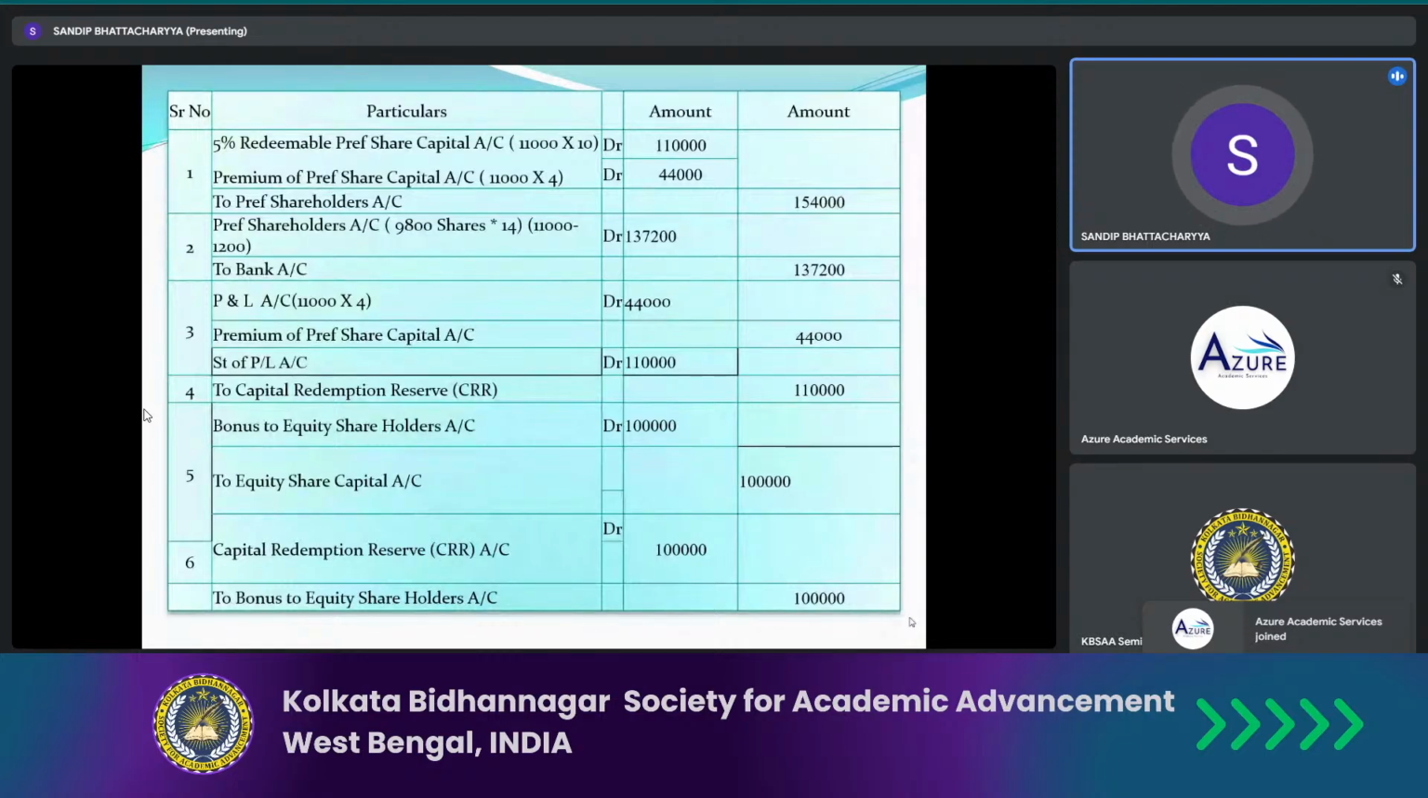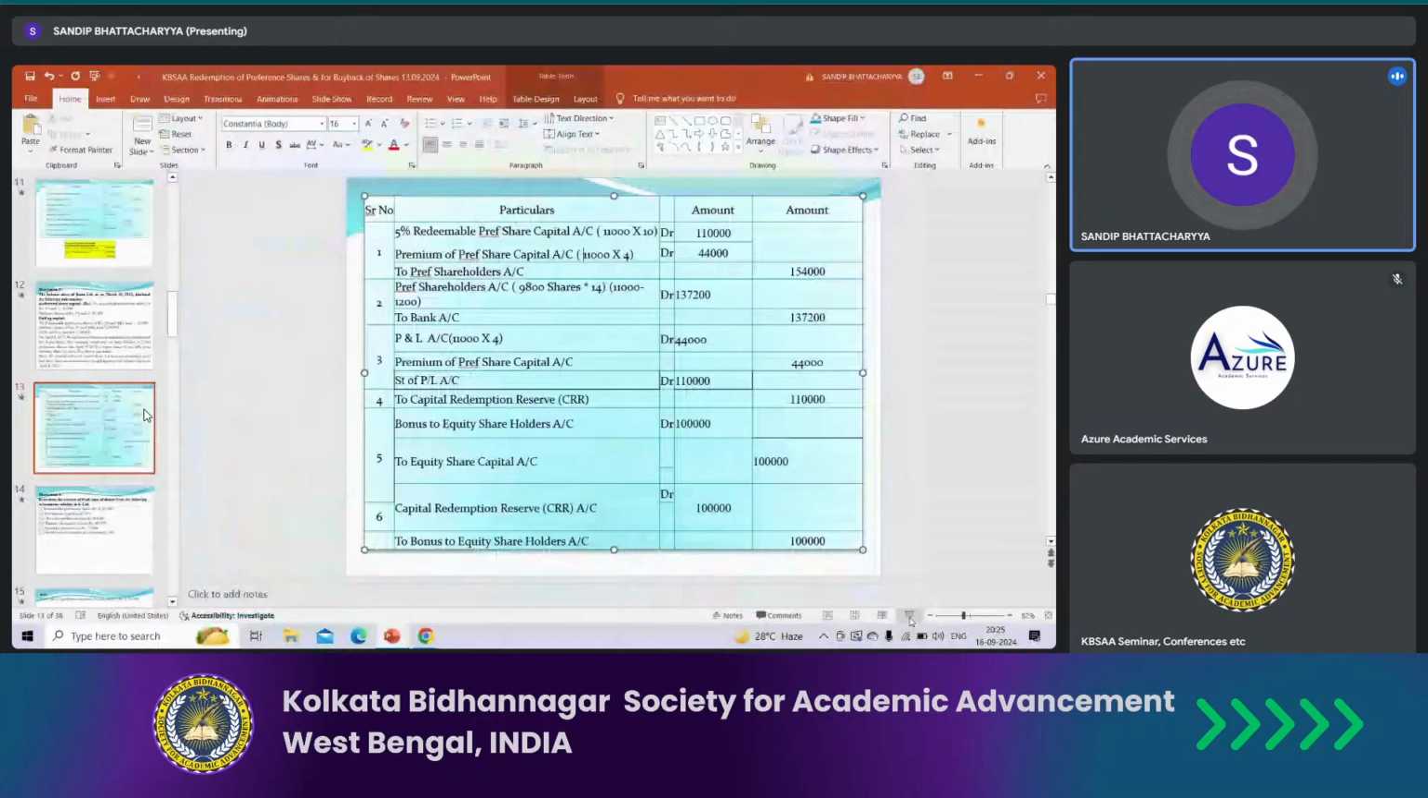As you generalize the journal transaction, this is the due entry. Now, what is the payment entry? The payment entry is the preference shareholders account debit. Now please keep it underlined, that is 9,800 shares.